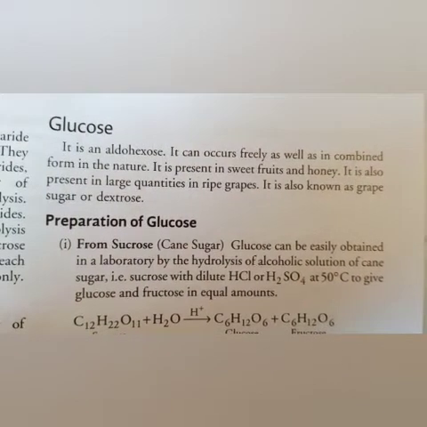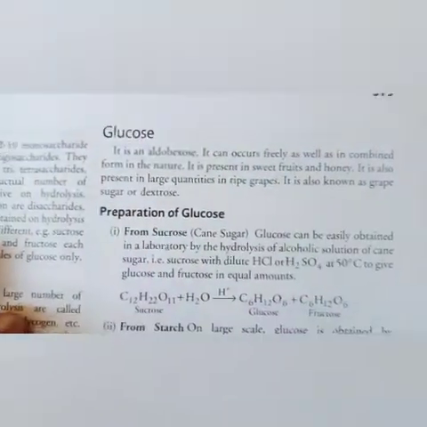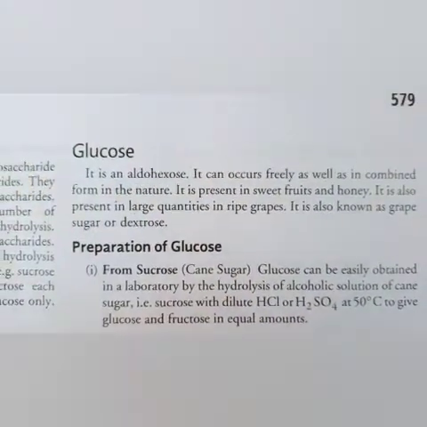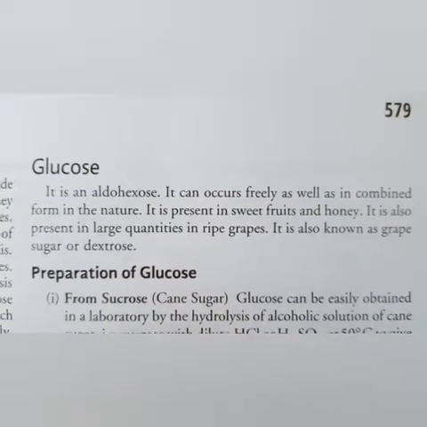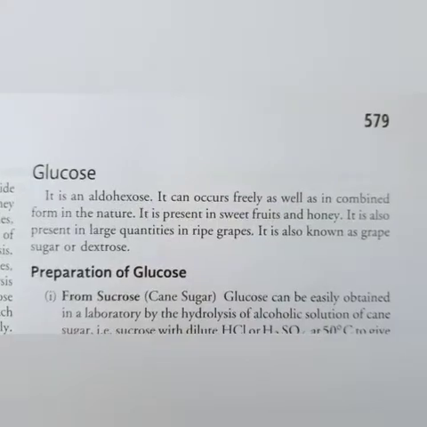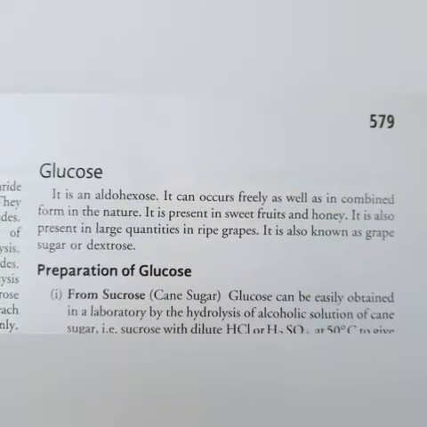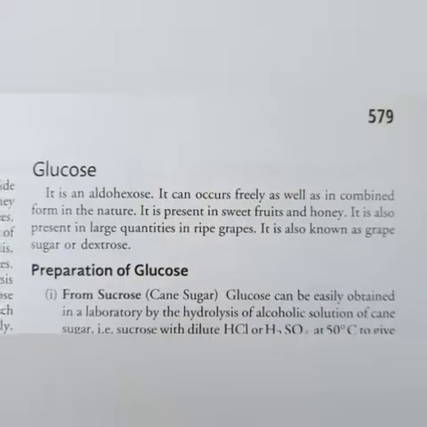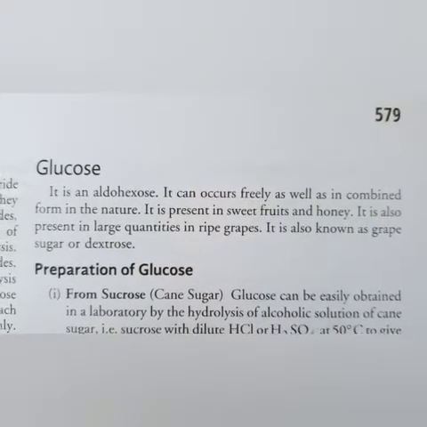Students, the first monosaccharide in carbohydrate is glucose. It is an aldohexose. It can occur freely as well as in combined form in nature. It is present in sweet fruit and honey. It is also present in large quantity in ripe grapes. It is known as grape sugar or dextrose.